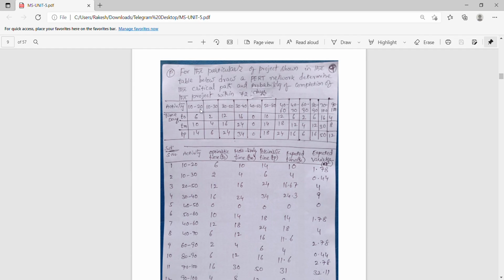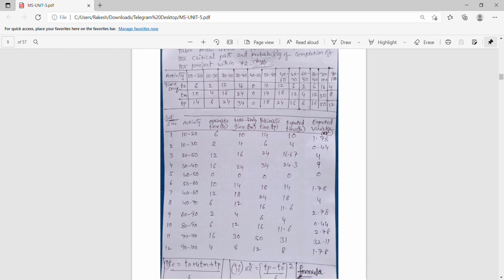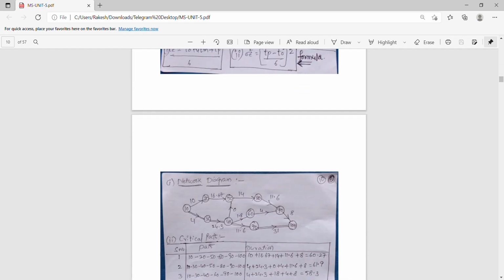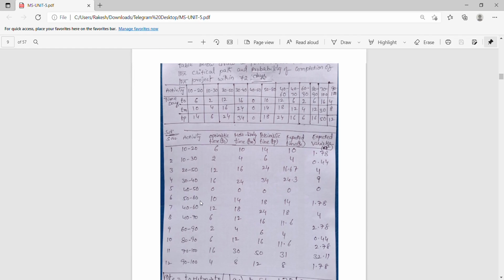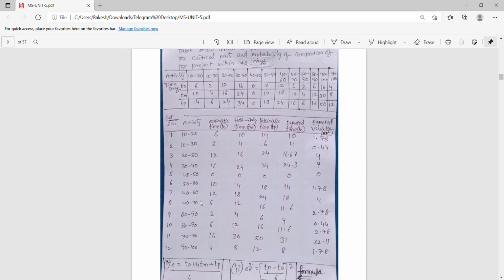The paths are 10 to 20, 10 to 30. These are the paths in the activity diagram. You can see here 10 to 20, 10 to 30. These are the activities. So you can draw this table by using the given table, that is activities 10 to 20, 10 to 30, 20 to 50. These are all right in this way.